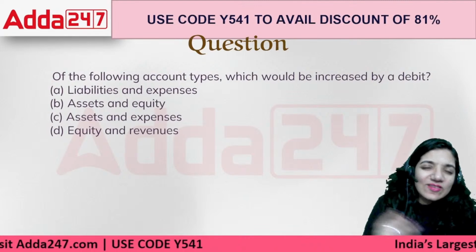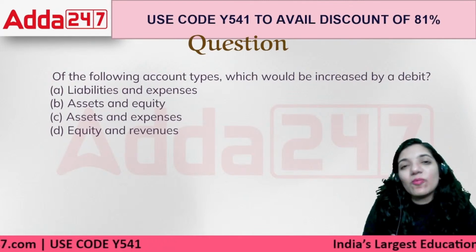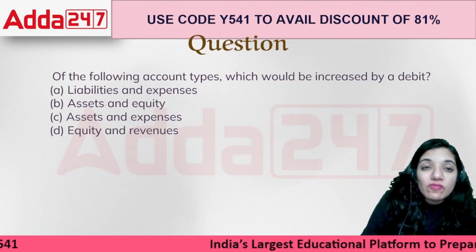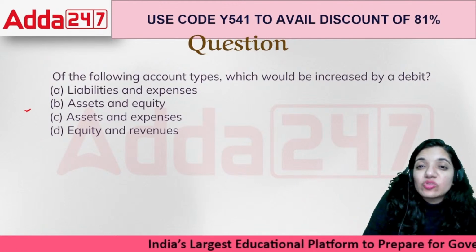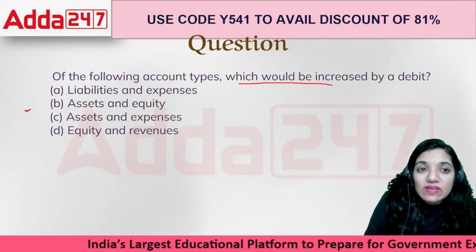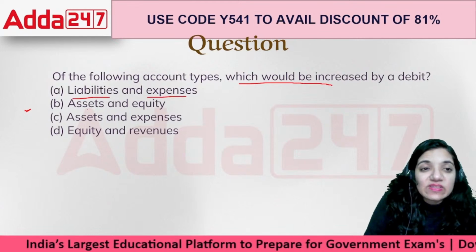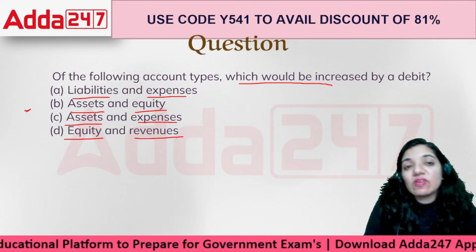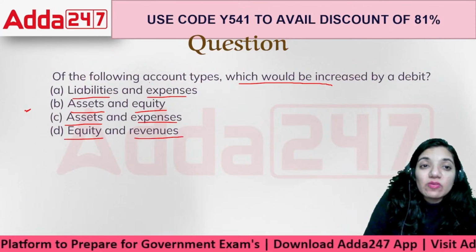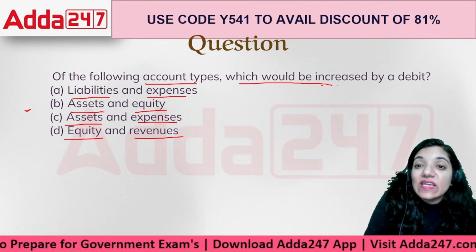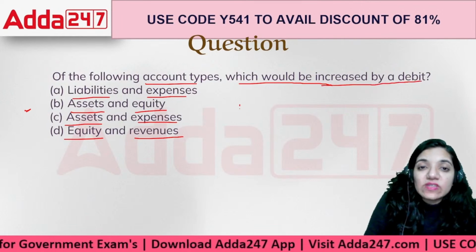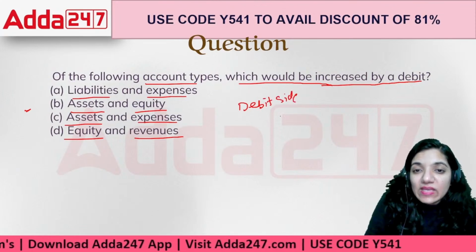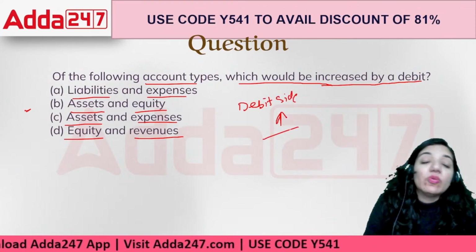But yes, let's look forward to it and understand the questions that I've brought for you today. Number one question says, of the following account types, which would be increased by a debit? Liability and expenses, assets and equity, assets and expenses, and equity and revenue. See, among the following, which account would be increased by a debit? If the debit side increases, then which would be increased with it?